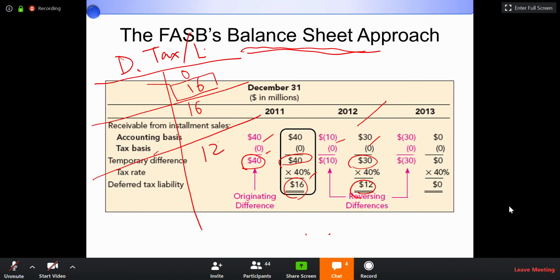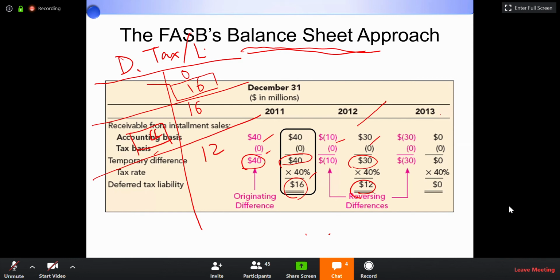How to make it become 12? You need to debit 4 to make it become 12. So in the 2012 journal, you're going to debit 4 to this account. And of course you're still going to credit the income tax payable, based on your taxable income. And then income tax expense will be the balance.